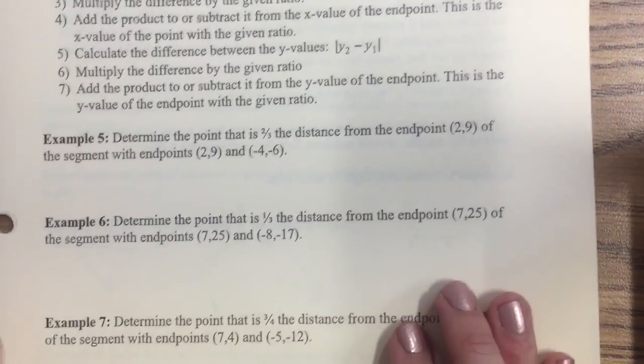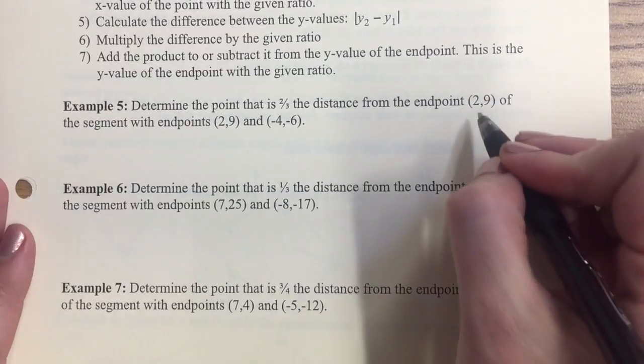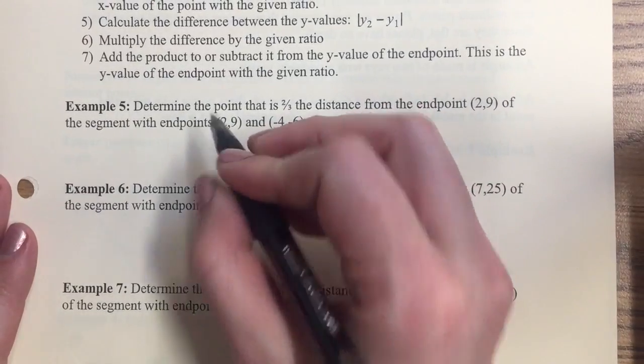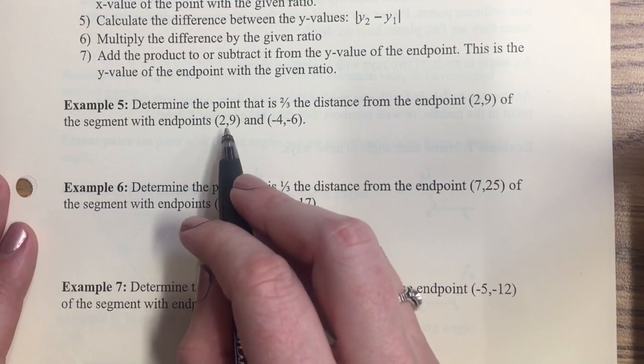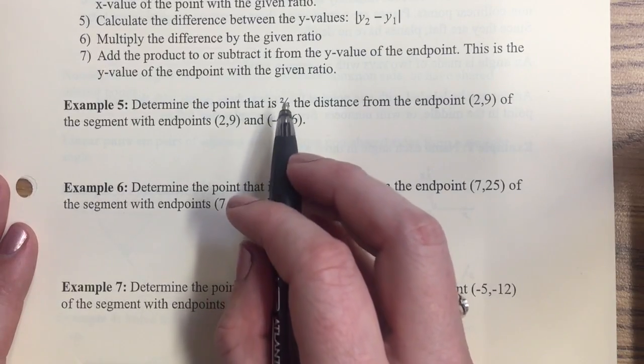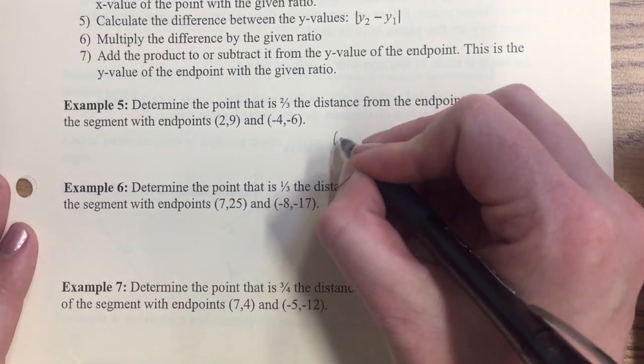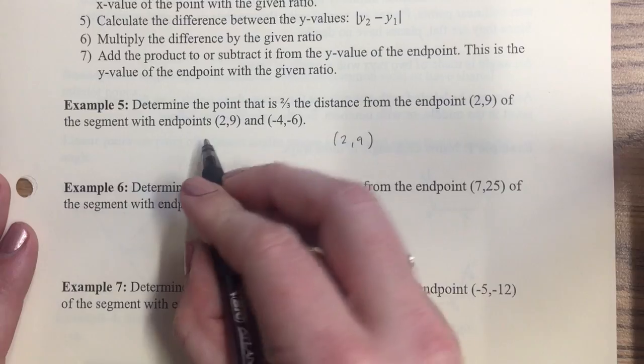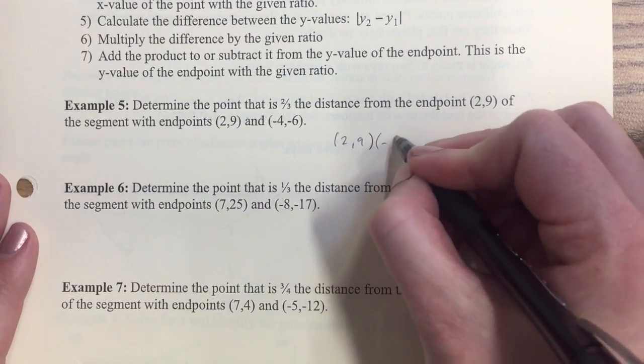When you do that with other points on a line, we're going to do the same pattern. I start with 2, 9. Notice it is in the starting position, so that is correct. 2/3 the distance. So 2, 9 is the first point.